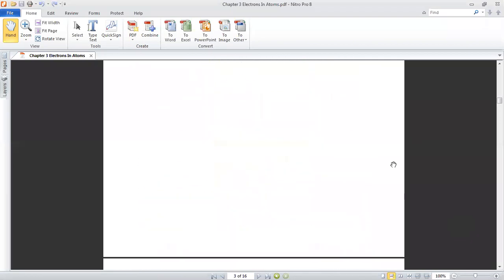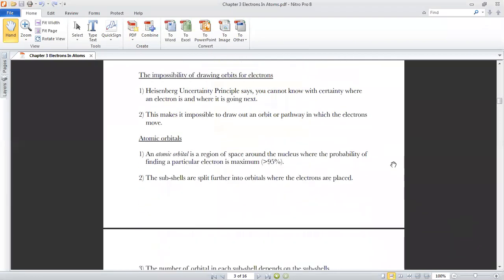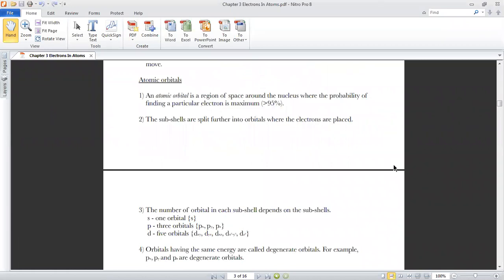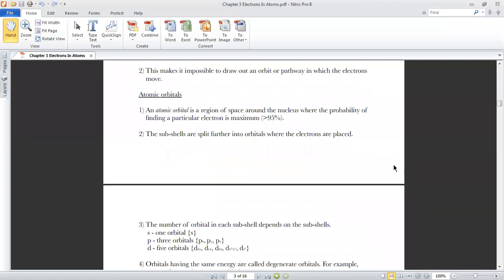We have studied that S has a spherical shape, P has a dumbbell shape, D has a double dumbbell shape, and so on. But it has been further found that subshells are split further into orbitals. So it means that a subshell has a wave nature, but these waves can be orientated in space on different axes. These waves are spread on three-dimensional axes in a particular pattern.